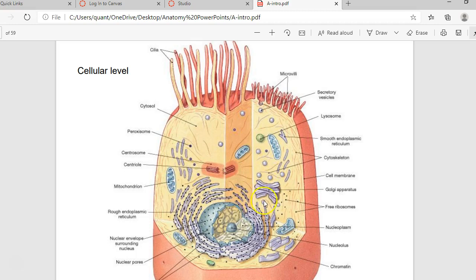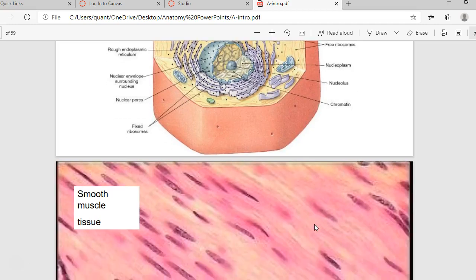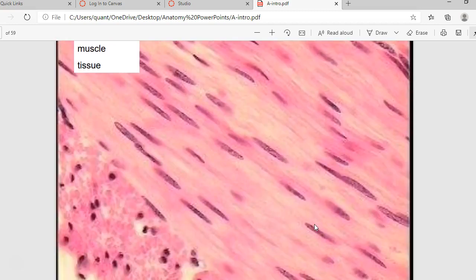lysosome, Golgi, rough and smooth ER, endoplasmic reticulum, the nucleus where the genetic material is stored. Don't forget the plasma membrane, right? Semi-permeable, right? Very important. This is just showing you some microscopic anatomy of smooth muscle.